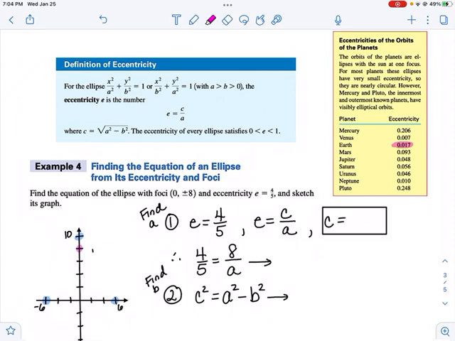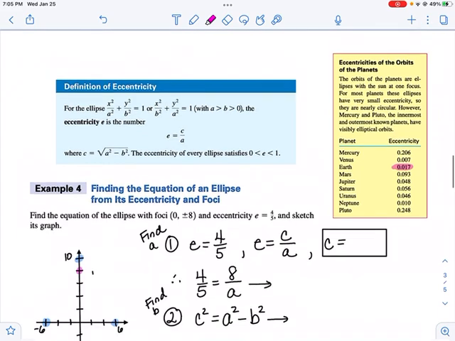So you can see that all the planets have a nearly circular orbit. Sorry, 0.017 is the eccentricity of the Earth. That's why, when they finally discovered that the Earth goes around the sun, we picture it as circular orbits. They're nearly circular, but not actually circular.